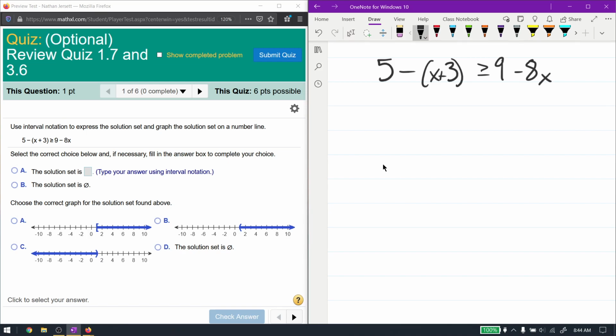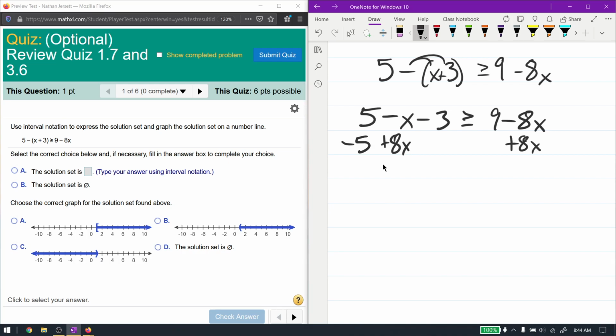Get x by itself. So I'm going to distribute the negative to get rid of the parentheses here. That allows me to work with the numbers inside. And I'm going to get x's to one side and the numbers to the other side. Let's move the 8x to the right-hand side. I'm going to subtract 5 and then add 3. Okay, those cancel, of course.